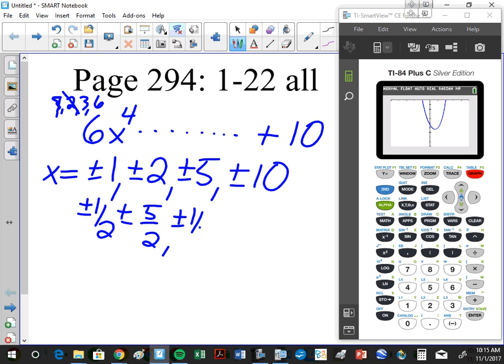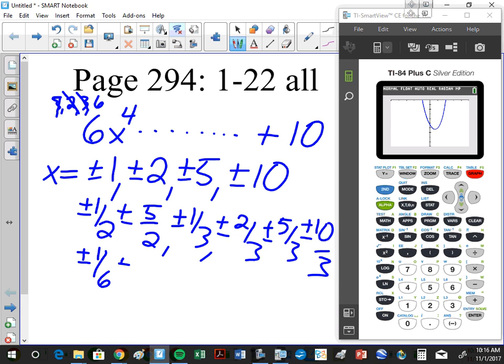Okay, now I move on to 3. Plus or minus 1/3, plus or minus 2/3, plus or minus 5/3, and plus or minus 10/3. Now I need to do the 6. Plus or minus 1/6, plus or minus 2 over 6 simplifies. So 5 over 6 is needed, and 10 over 6 simplifies.